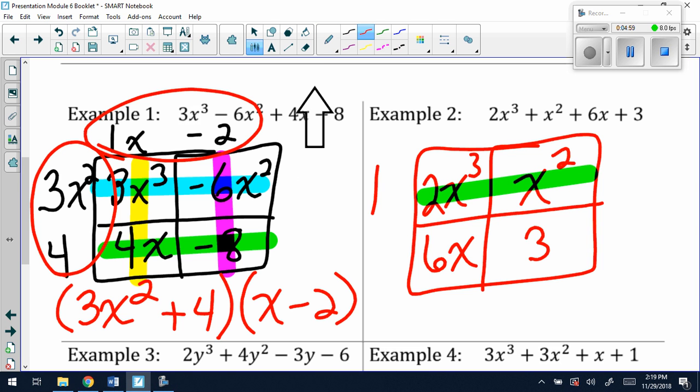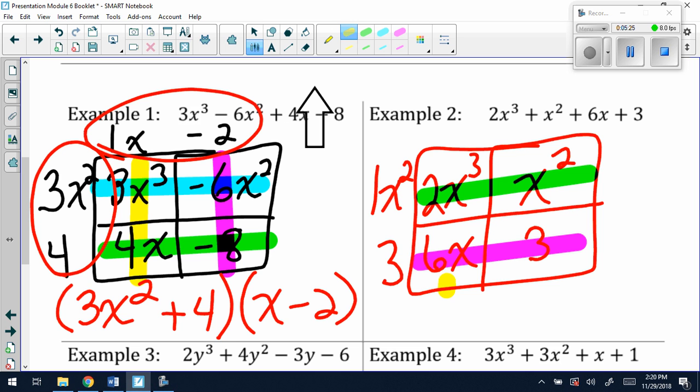So 2 and 1, that's a 1 in common. x cubed and x squared, the x is common. Choose the smallest exponent. Looking at the second row, 6 and 3, the 3 is common. It's going to be positive because this one's positive, the 6x. They don't have an x in common.